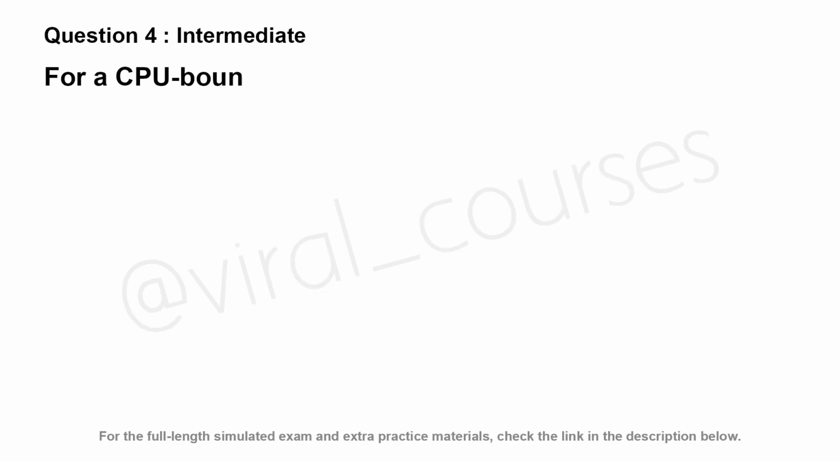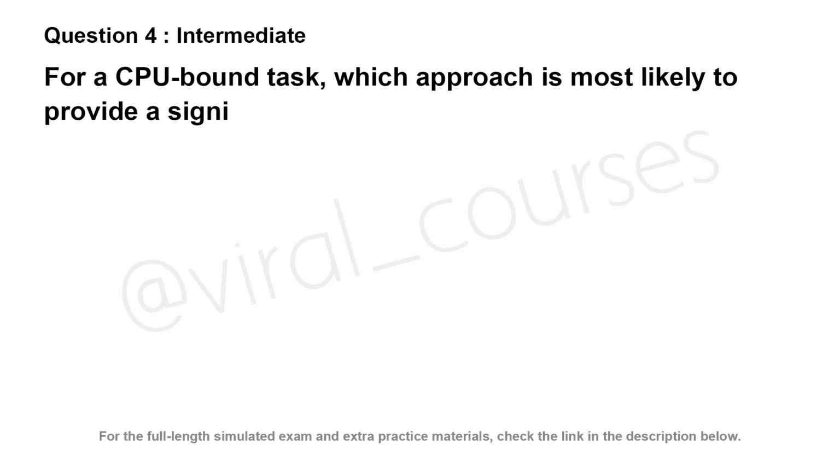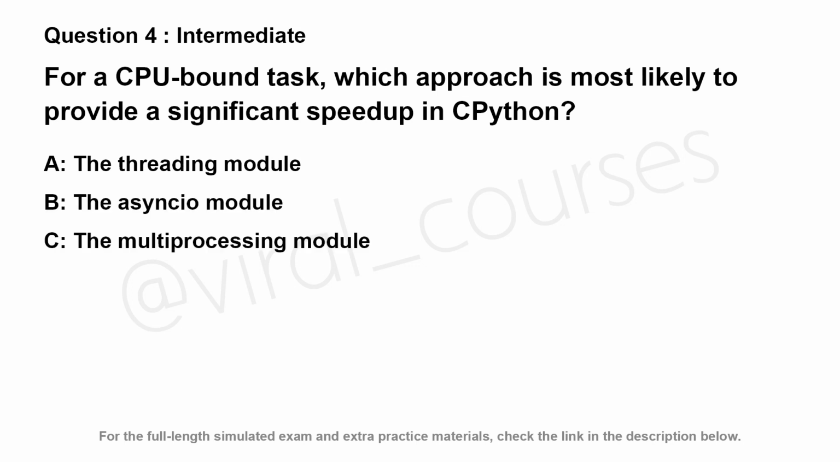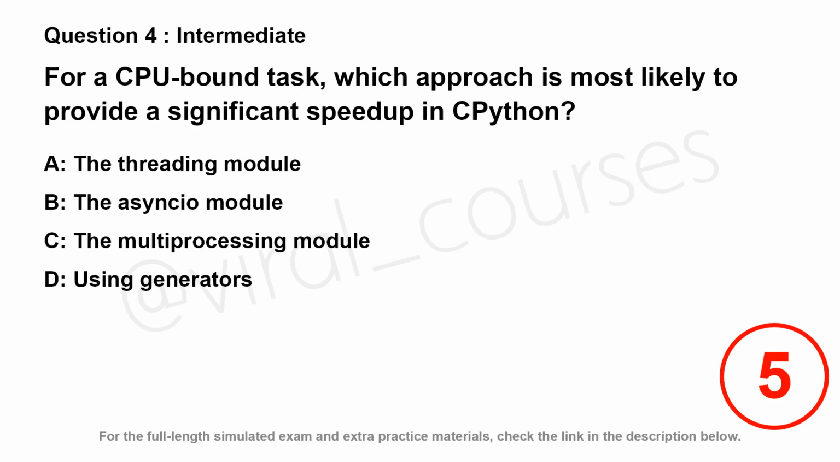For a CPU-bound task, which approach is most likely to provide a significant speedup in CPython? Option A, the threading module. Option B, the asyncio module. Option C, the multiprocessing module. Option D, using generators.